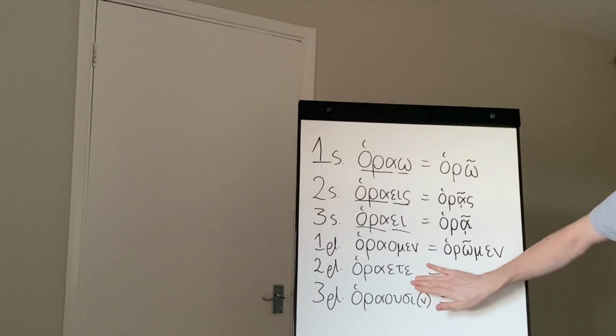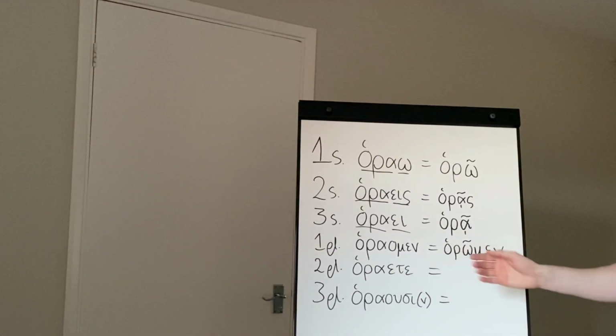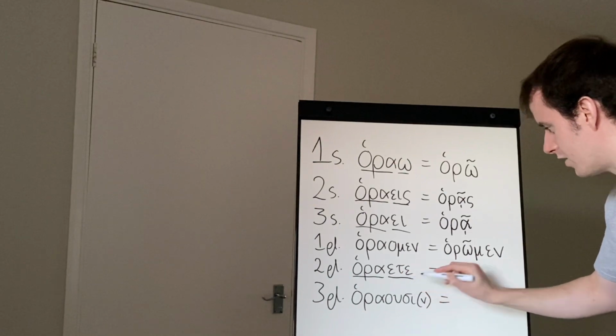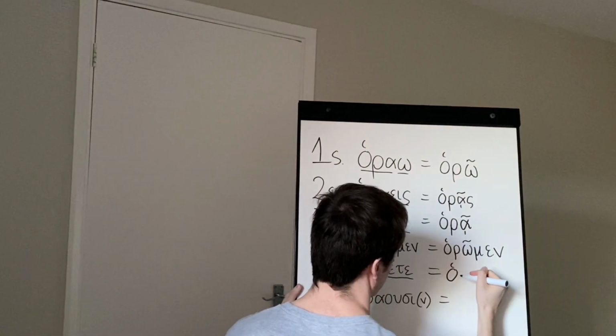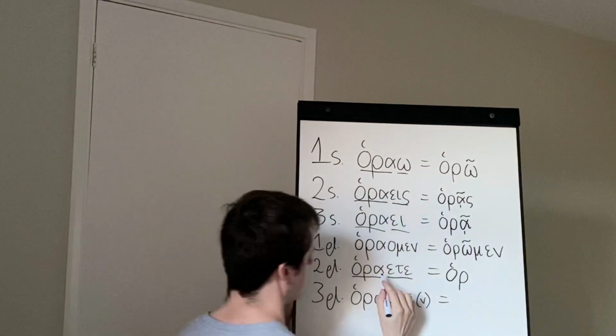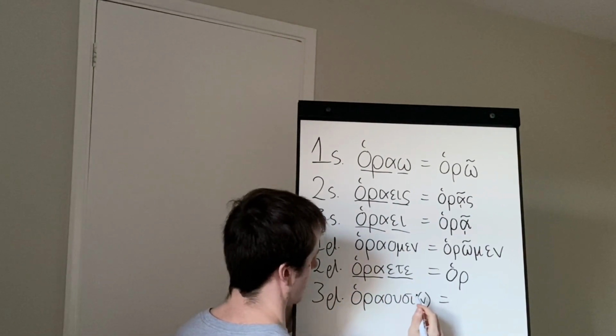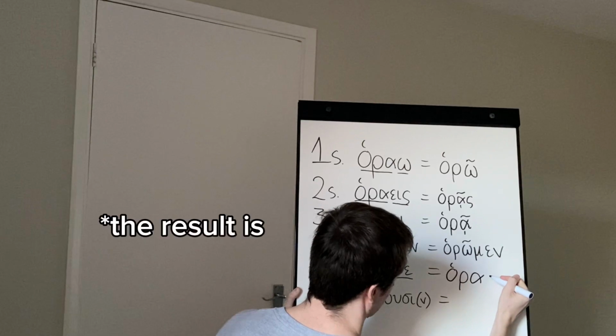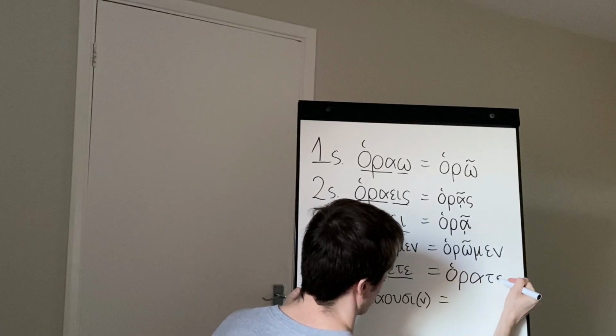How about this second person plural form, hora plus ete? Hora plus ete. Well, here, the alpha and the epsilon contract with each other to make a long alpha, so the ending is horate.